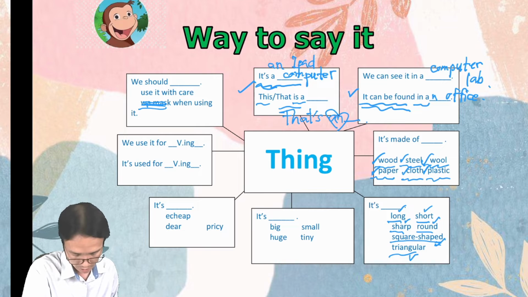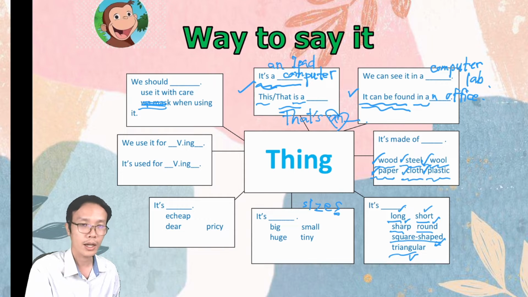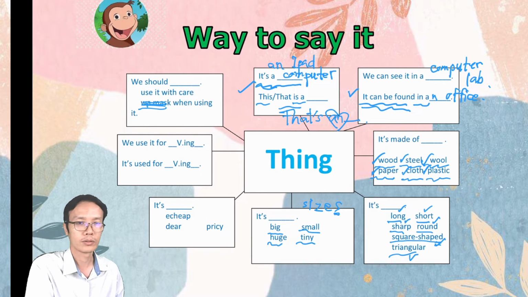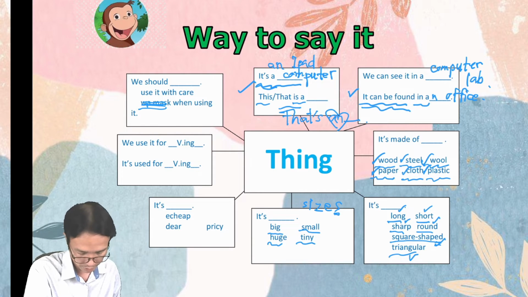Then you can talk about the sizes. You can say it's big, it's small, it's huge, it's tiny. Big, you know big, and small, you know it.